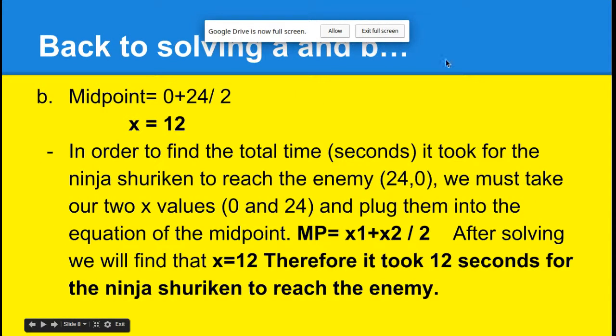Now back to solving. In order to find the total time in seconds it took for the ninja shuriken to reach the enemy at (24, 0), we must take our two x values, 0 and 24, and plug them into the equation of the midpoint. So midpoint is equal to x1 plus x2 over 2. After solving, we will find that x is equal to 12. Therefore, it took 12 seconds for the ninja shuriken to reach the enemy. As you can see here, we've done the equation and solved it, which ends up being x is equal to 12. Therefore, 12 seconds for the ninja shuriken to reach the enemy.